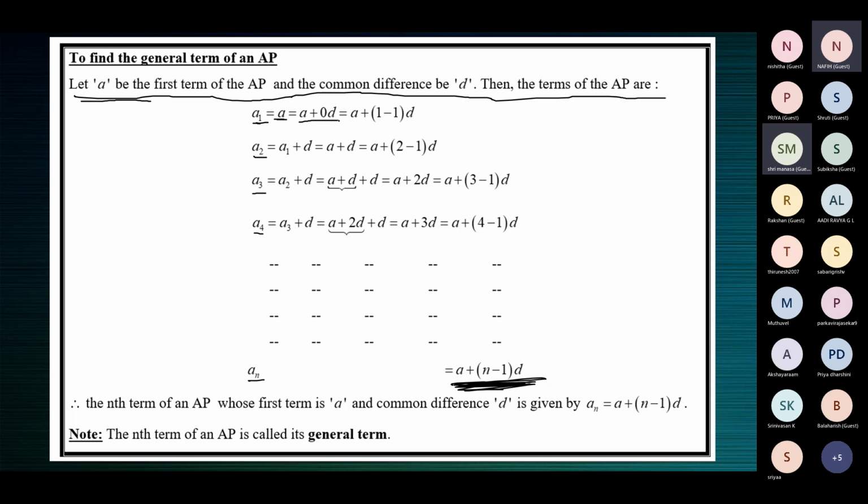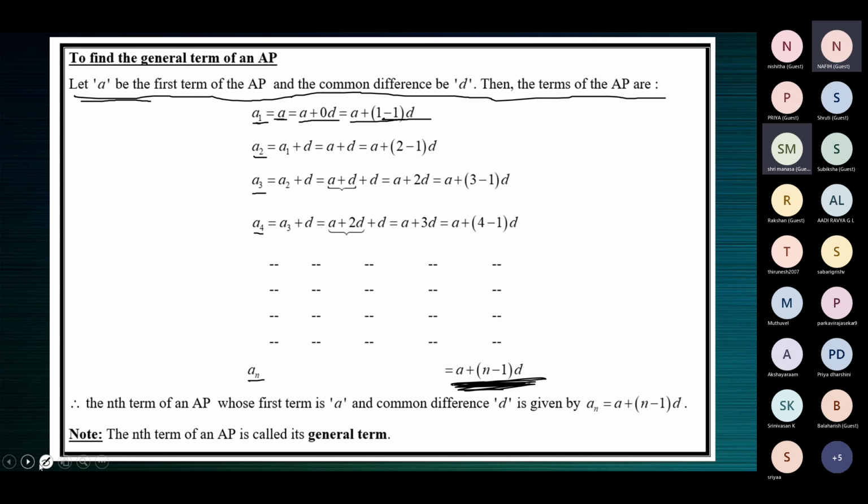And that coefficient 0 you should write as something minus 1. See, the coefficient of D is 0. You must write that as something minus 1. What minus 1 is 0? 1 minus 1 only is 0. So it's 1 minus 1. So you get the first term is nothing but A plus 1 minus 1 into D.